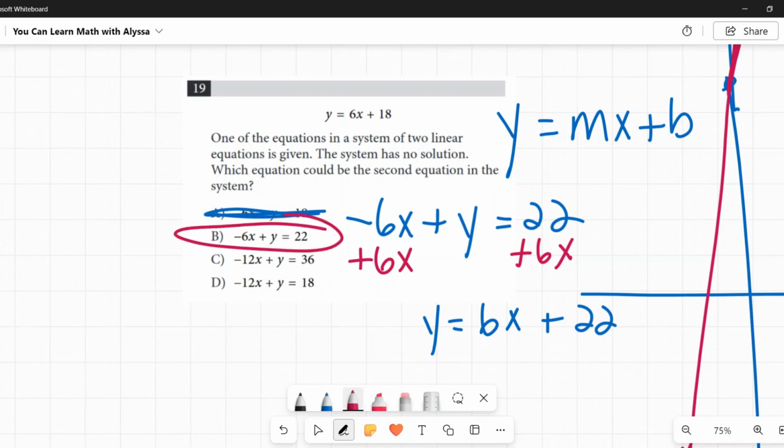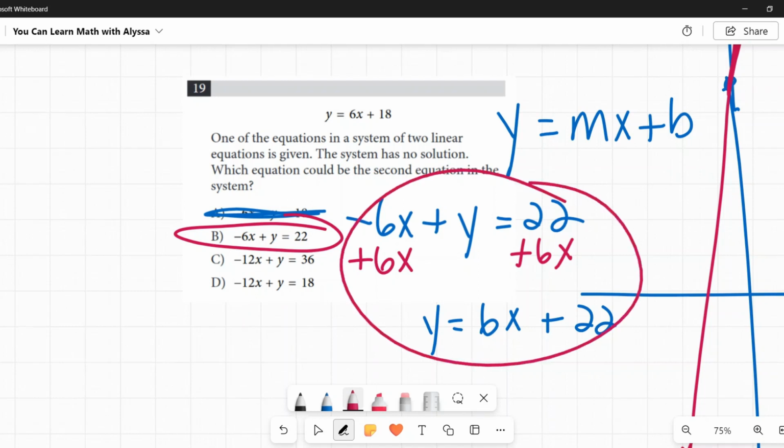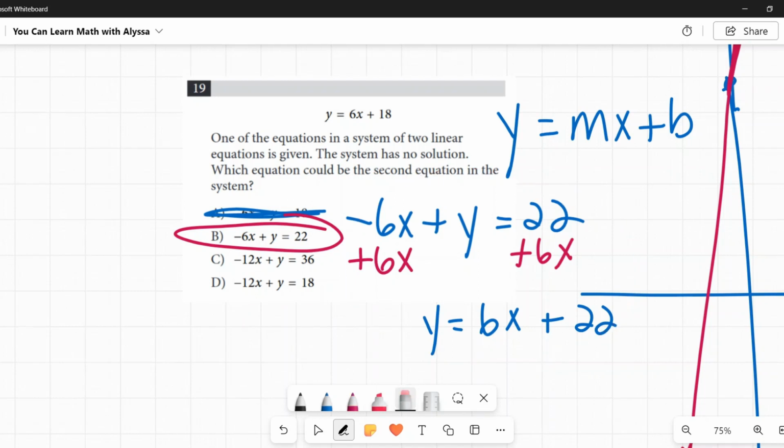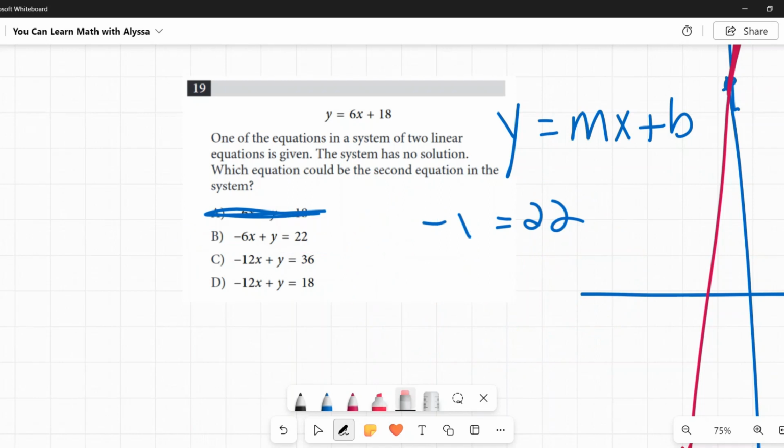If you went through and did C and D, for those you're going to get a slope of 12 for both of those when you go through this process. And again, that's not what we're looking for. It has to be the same slope. That's the only option. Has to be the same slope.